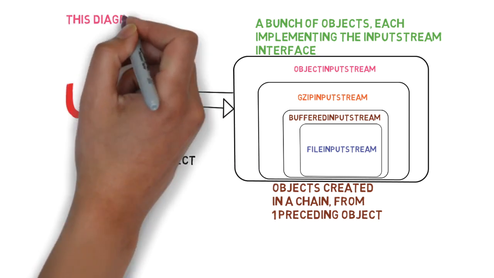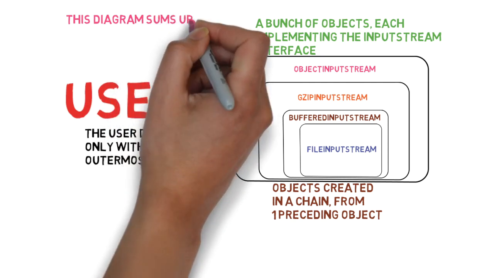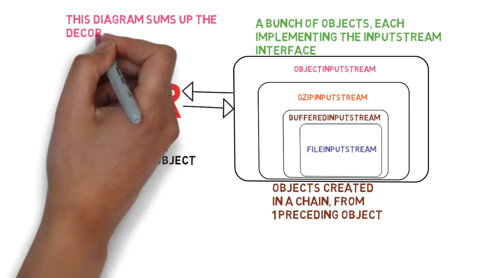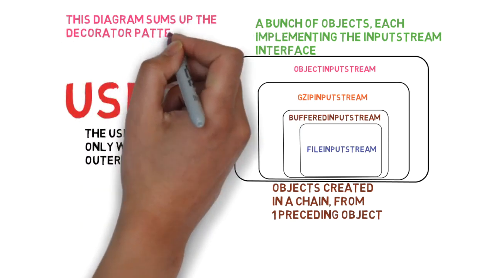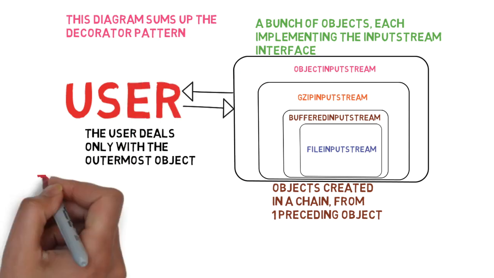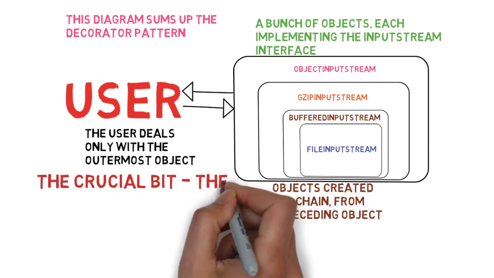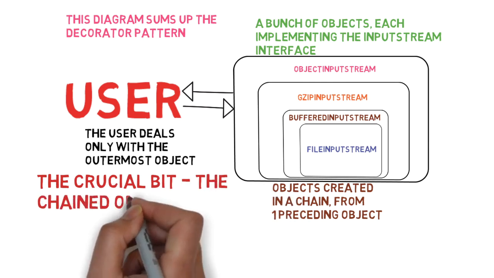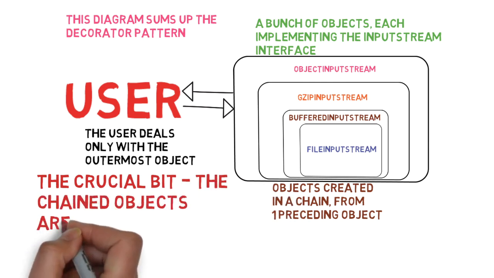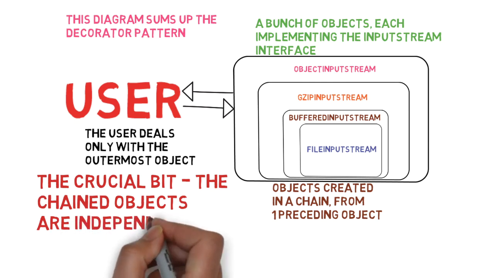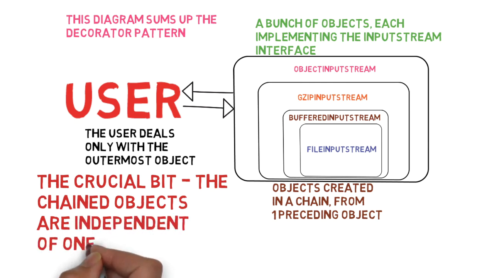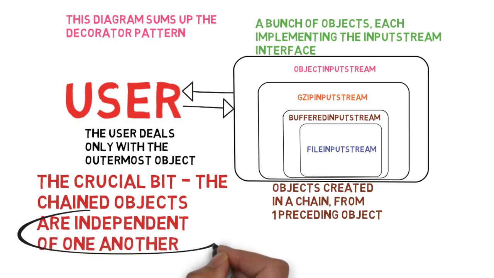This diagram sums up the decorator pattern. Whenever you want to set up a decorator pattern in your code, if you have code which can be broken down like this, it's a classic use case for a decorator. Remember the crucial bit of information: each of these chained objects work completely independently of the other. The behavior that they use to decorate what is passed in is independent of other links in this decorator chain.